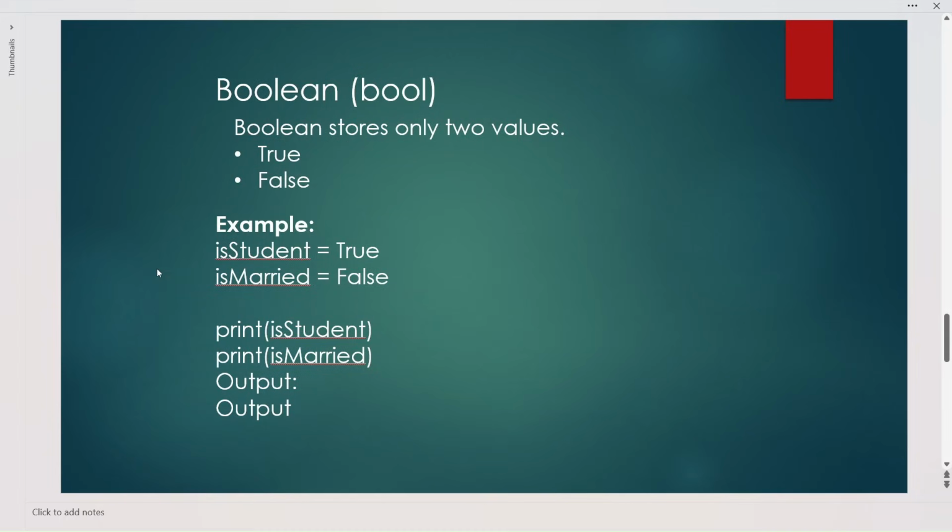Boolean. A Boolean has only two possible values, either true or false. Example, is student true? Is married false? So I have to print these values. How am I going to print this? I will execute this in VS Code.